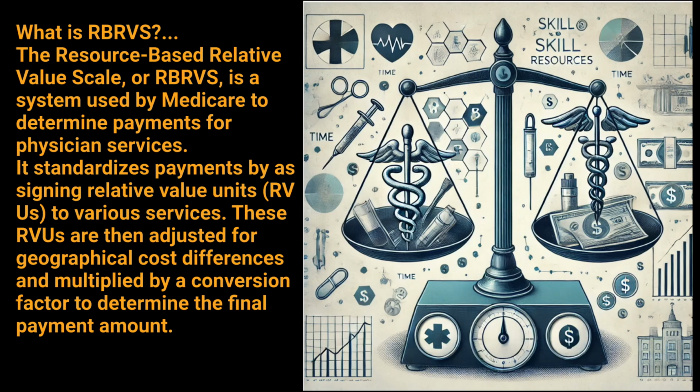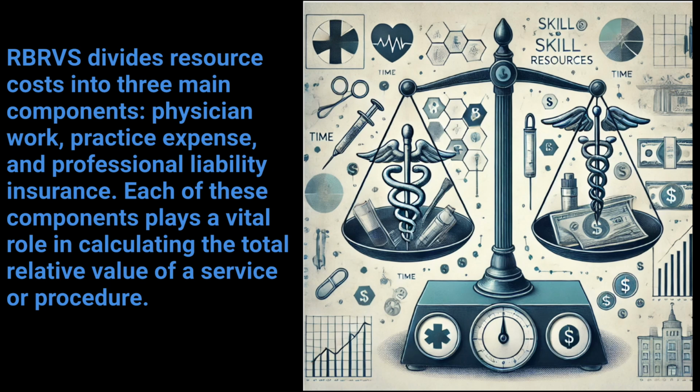What is RBRVS? The Resource-Based Relative Value Scale, or RBRVS, is a system used by Medicare to determine payments for physician services. It standardizes payments by assigning relative value units, RVUs, to various services. These RVUs are then adjusted for geographical cost differences and multiplied by a conversion factor to determine the final payment amount. RBRVS divides resource costs into three main components: physician work, practice expense, and professional liability insurance. Each of these components plays a vital role in calculating the total relative value of a service or procedure.